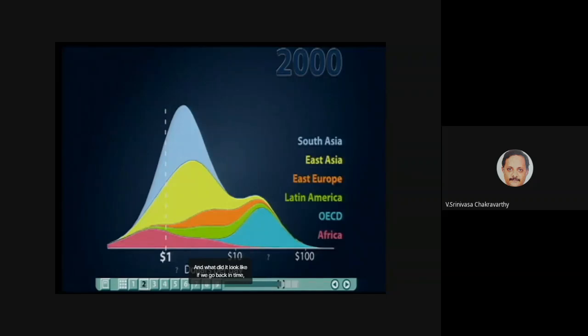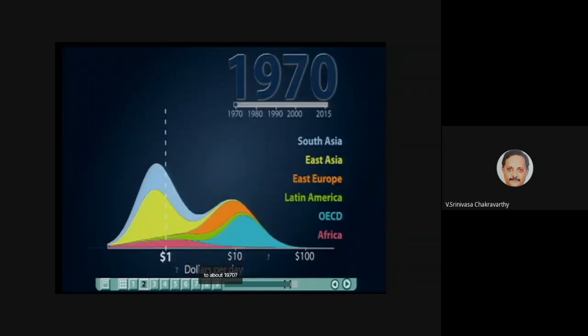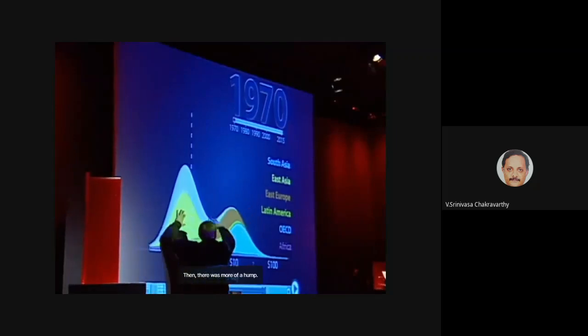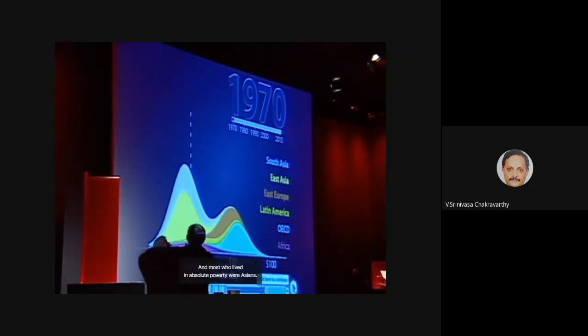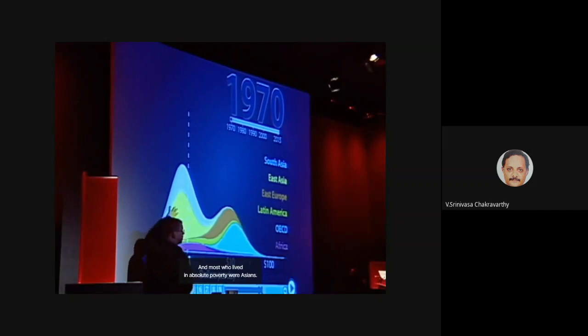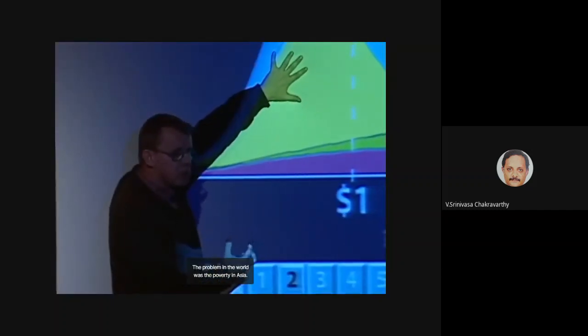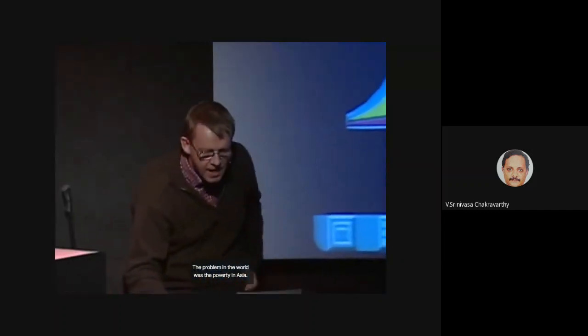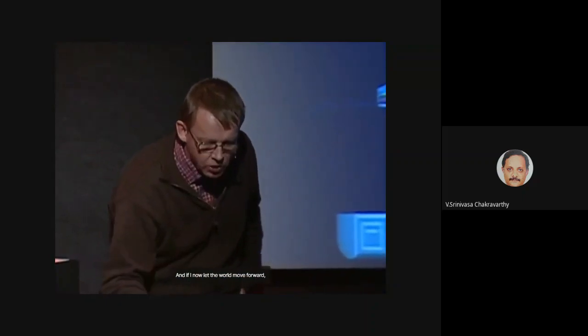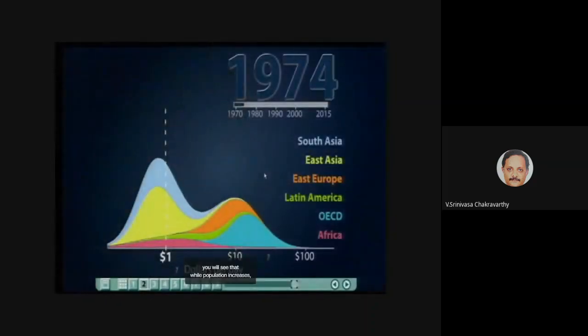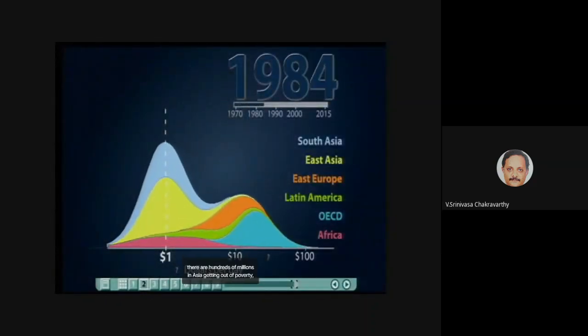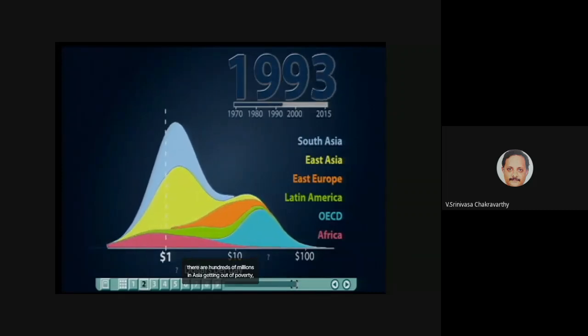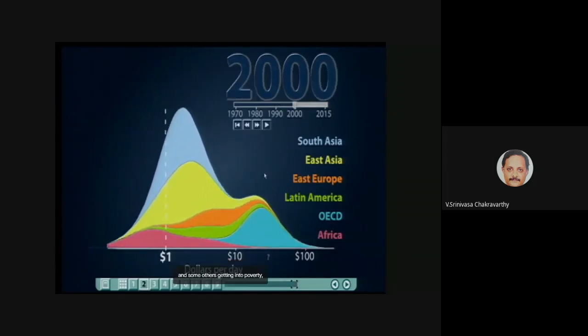And how did it look if we go back in time to about 1970? Then there was more of a hump, and most of those who lived in absolute poverty were Asians. The problem in the world was the poverty in Asia. If I now let the world move forward, you will see that while the population increases, hundreds of millions in Asia get out of poverty and some others get into poverty. And this is the pattern we have today.